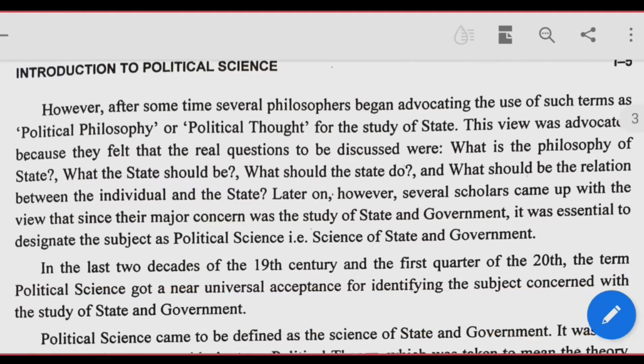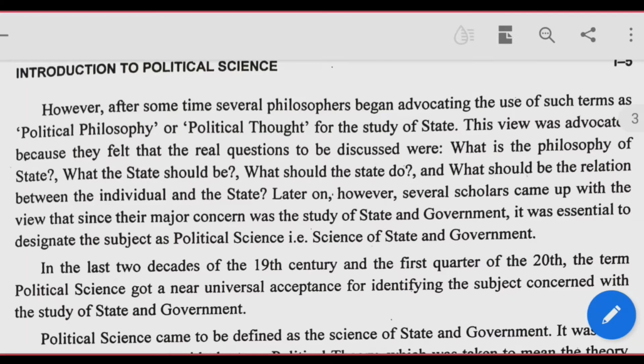However, after some time, it was not only Aristotle who was concerned with political theories and political ideas. Later on, slowly and gradually, many other political philosophers started to study the concepts, ideas and philosophical aspects of political theories. They started coming up with new ideas. After some time, several philosophers began advocating the use of terms such as political philosophy or political thought for the study of state.